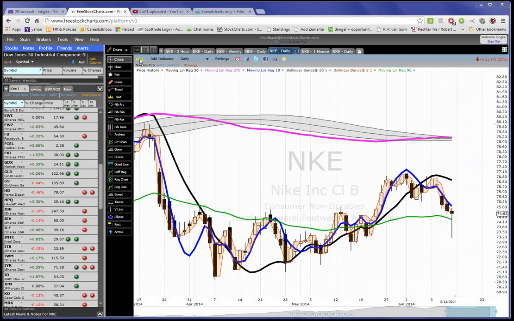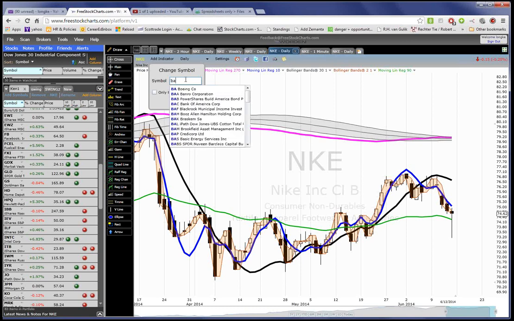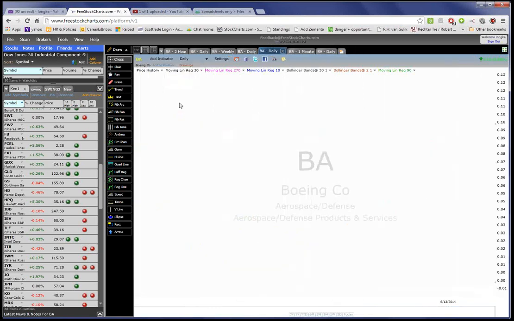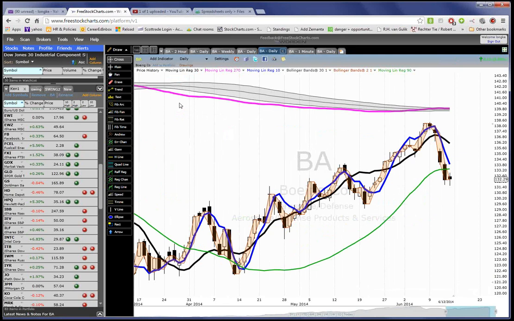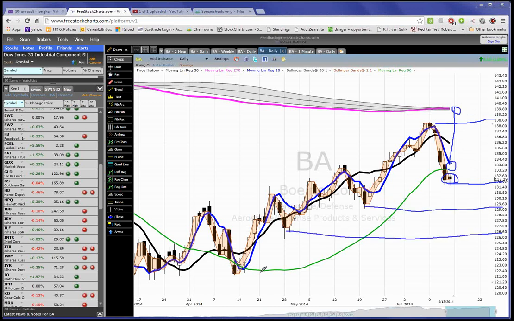Let's see, BA, I think that's Boeing. Also almost a 5-day drop down here, not quite. We've had a collapse from 138 down to 132. That has created a nice reward to risk ratio back to the 270. At the same time, a collapse here says look out below to 129, 126, 121. So Boeing in a critical state.